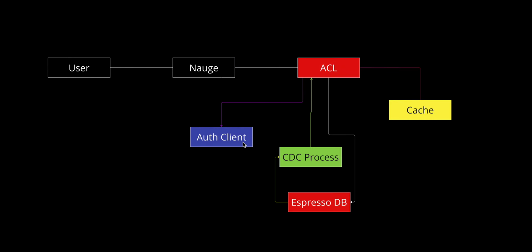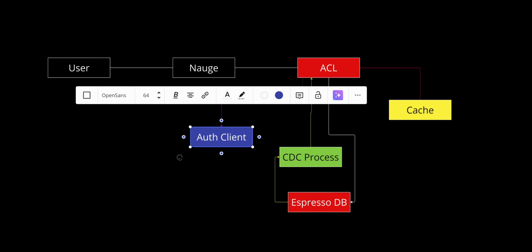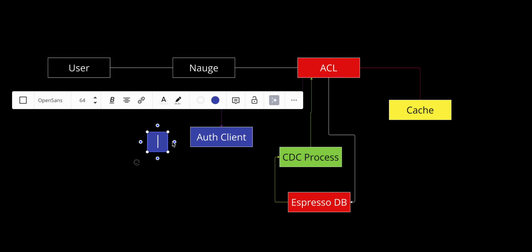The auth client is a lightweight module integrated into every LinkedIn service. Its responsibilities include, first, fetching the necessary ACL data from the Couchbase cache database or from the ACL service itself; second, performing in-memory authorization checks to minimize latency; and third, logging every authorization check for auditing and monitoring purposes.